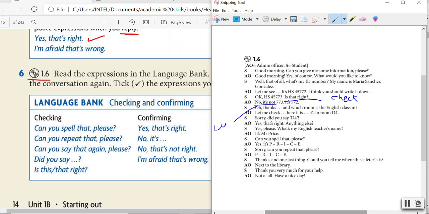Okay, now let me check. Here it is. It's room D4. Sorry, did you say D4? Did you say D4? This question, use it for what? Use it for checking. Yes, that's right.